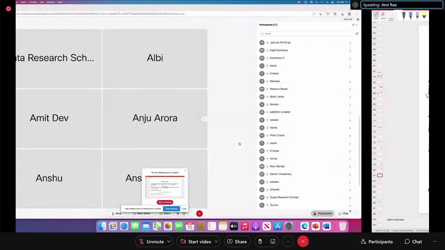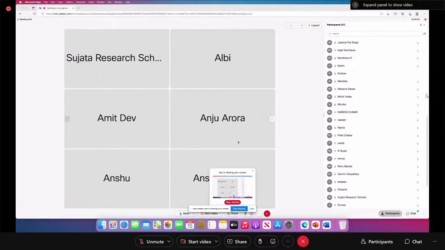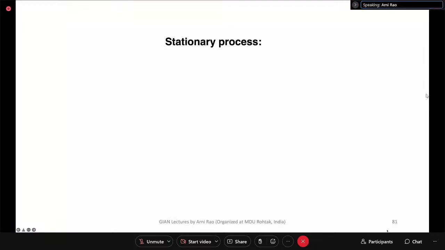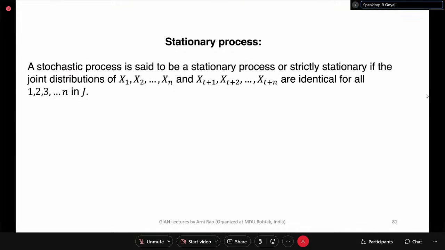One minute. Are you able to see everyone? The slides are seen? Yes, sir. Can you see the slides? Yes, visible. Okay, sure. I thought the link got disconnected.